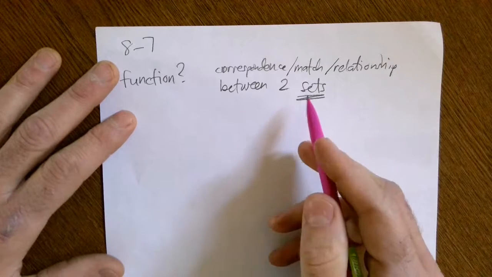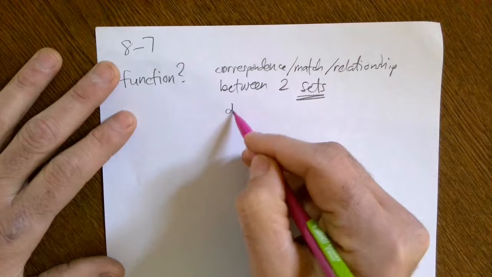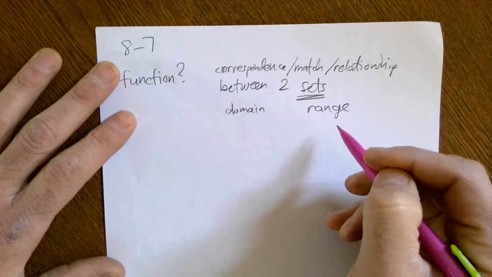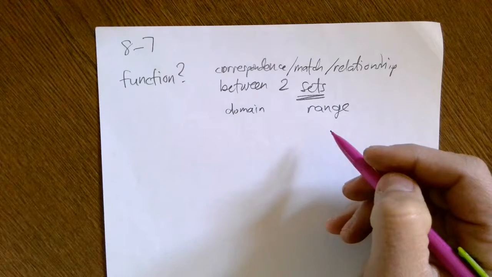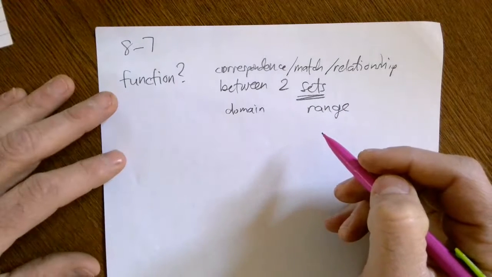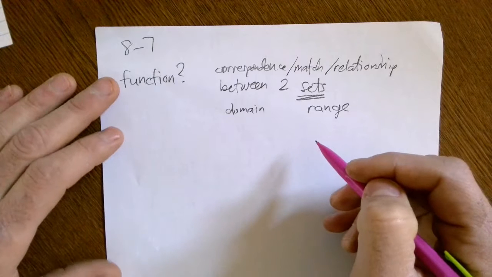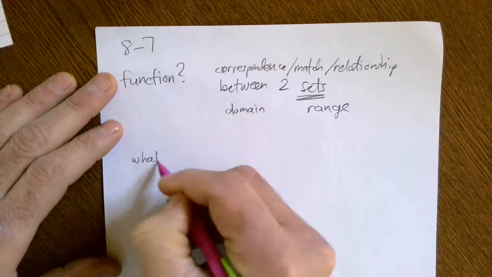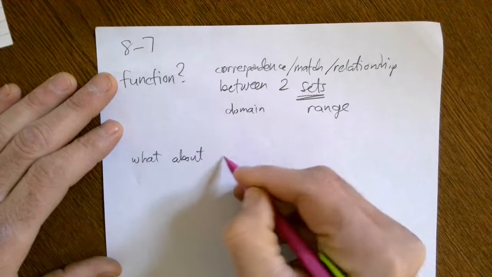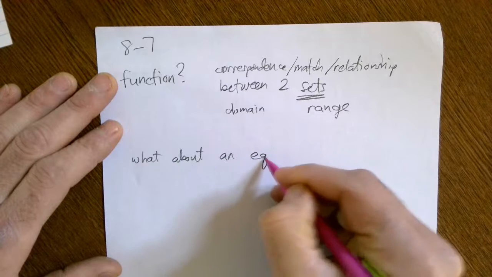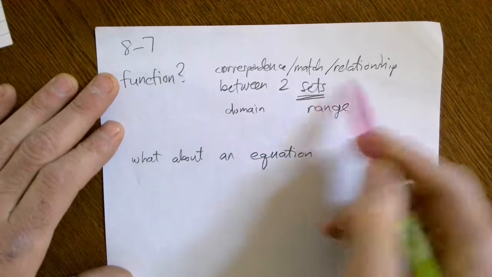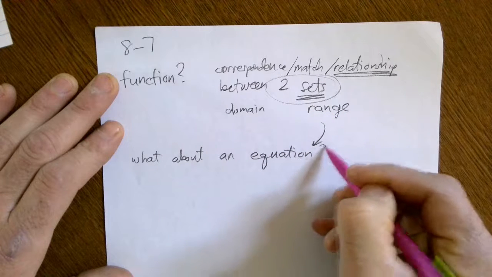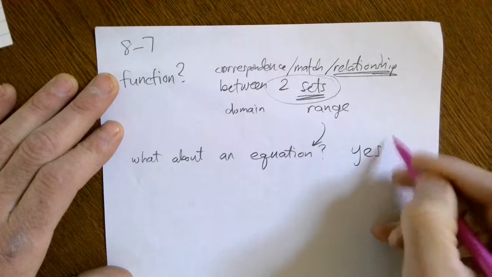Okay, so between two sets, and the two sets have names. The first one is the domain, and the second one is the range. And we saw that you can show a function with a graph or a chart, but now we want to know is, what about an equation? Can we show the relationship between two sets using an equation? And of course the answer is yes.